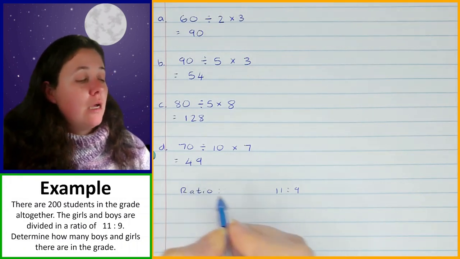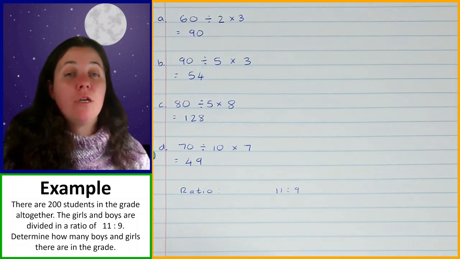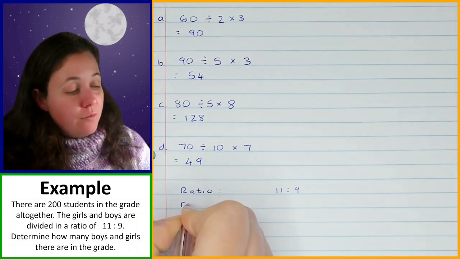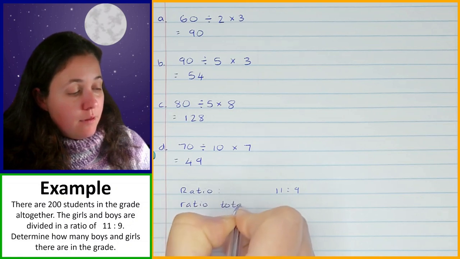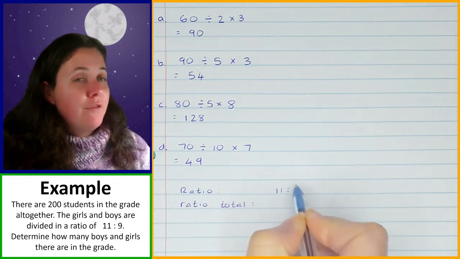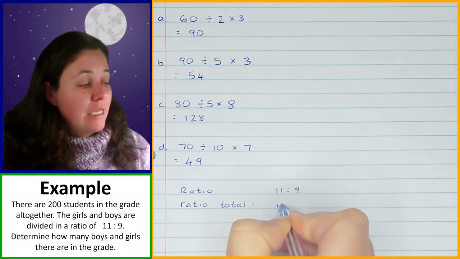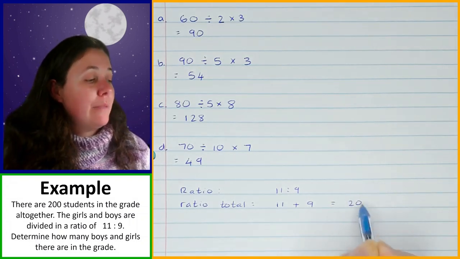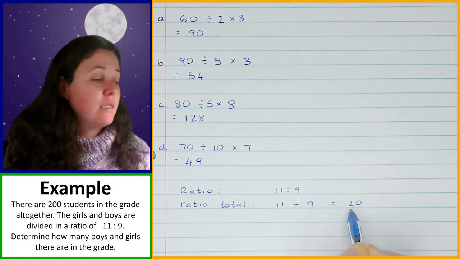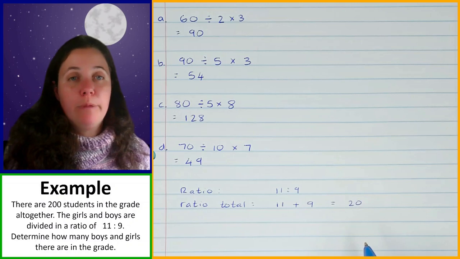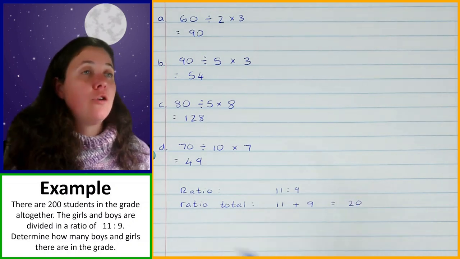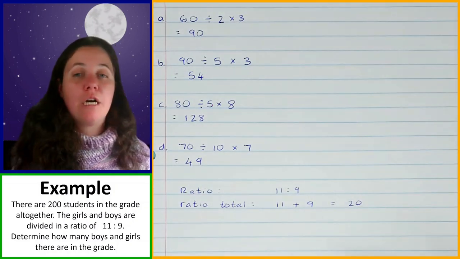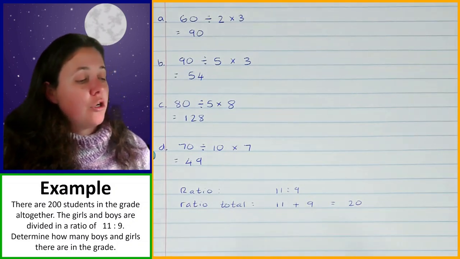Okay, so now we're going to use that to work out how many girls there actually are and how many boys there actually are. In order to do that, we first have to find our ratio total. That is done by taking all of the numbers in your ratio and adding them together. So we have 11 plus 9, and that gives us a total of 20. What this is telling me is that out of every 20 students, 11 of them will be girls and 9 of them will be boys. So if I now know how many students I have altogether and I can work out how many 20s there are in that, I can then use that to work out how many are girls and how many are boys. So I'm going to go ahead and do that.